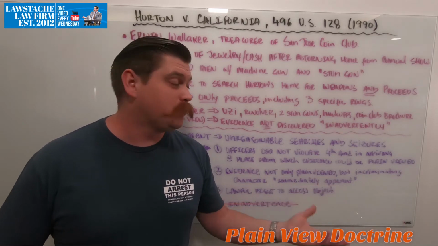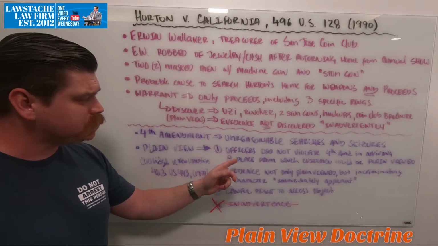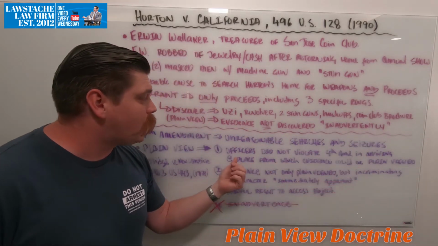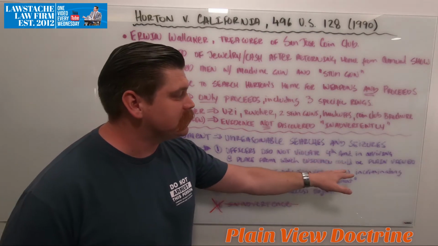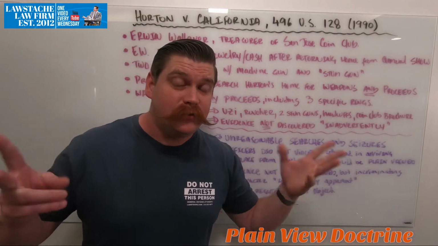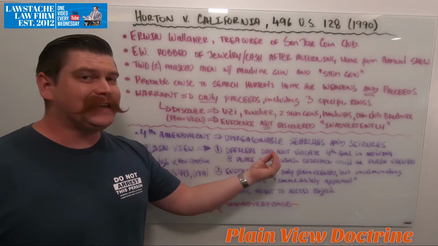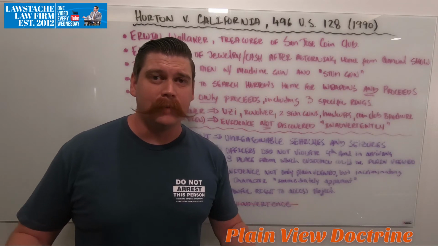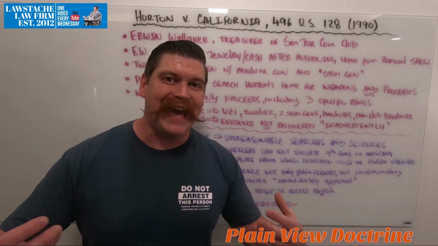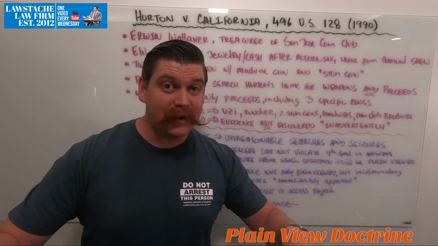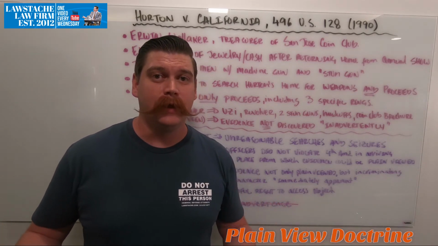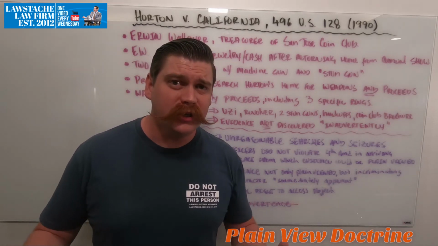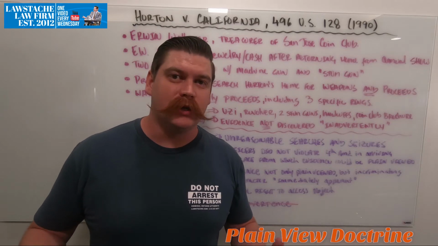So here's what the Supreme Court says. Here are the elements. First, the officers cannot violate the Fourth Amendment in arriving at the place from which the evidence is being viewed in plain view, meaning that they cannot come to the home by violating the Fourth Amendment. The place from which they're looking at the evidence, they have to be legally there, meaning they cannot enter by trespass. They have to have a warrant or some other exception to the warrant.